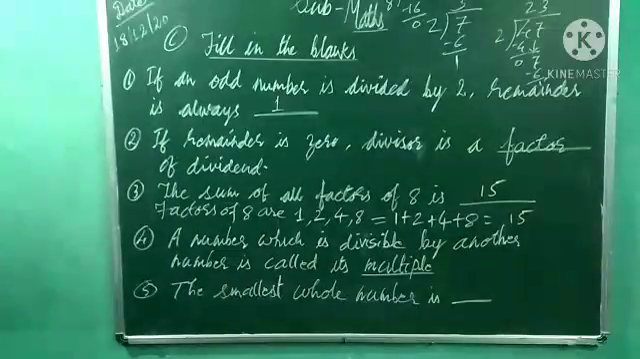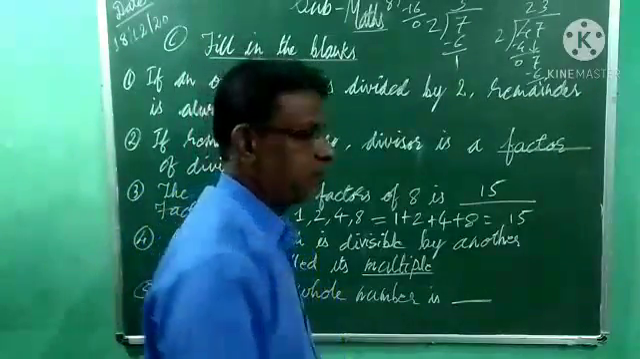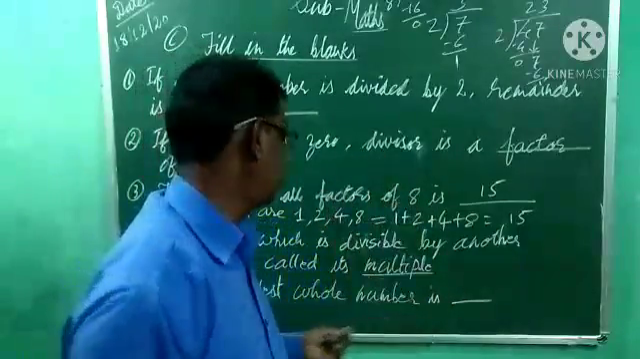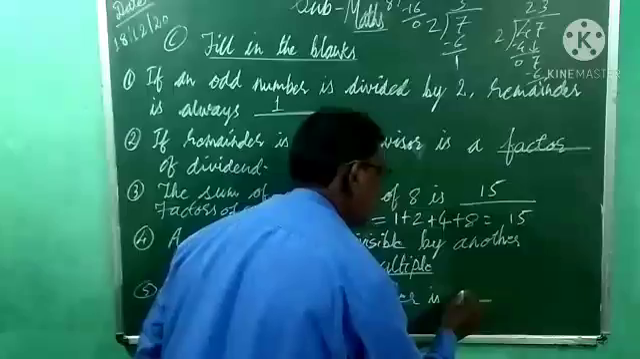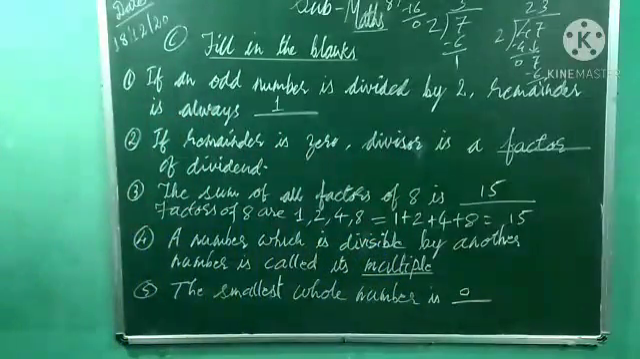Now last question. The smallest whole number is: which is the smallest whole number? The whole numbers start from 0, 1, 2, 3, 4 like that. So the smallest whole number is what? 0. The smallest whole number is 0. So understood? So these are the 5 fill in the blanks. Okay, note down this one.